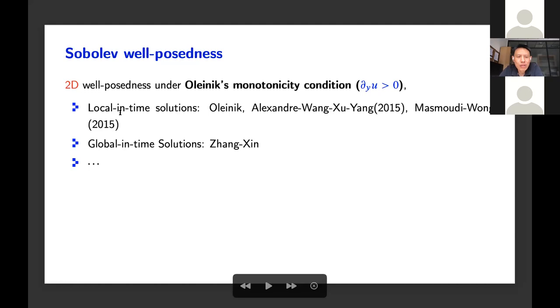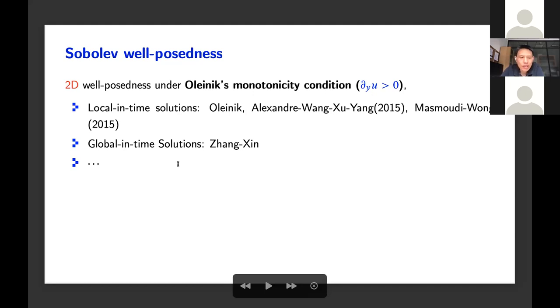So the local in time solution was first initiated by Oleinik many years ago, maybe 20 years ago. But recently, two groups: Alexandre, Yaguang Wang, Cao Jiangxu, and Tong Yang, and another group, Masmoudi and Deguang Wang, proved it independently, giving a new proof based on an energy method. In fact, they observed some new cancellation based on the monotonicity condition. So this is the local solution, and for the global time solution, we refer to the classical work of Li Qunzhang and Zhouping Xin, who is here.